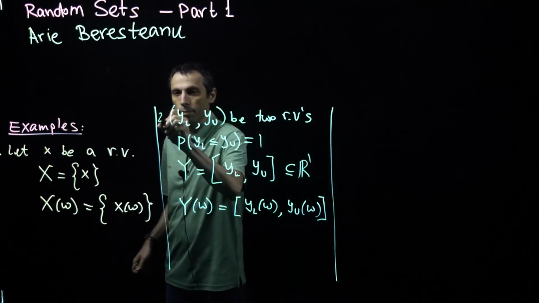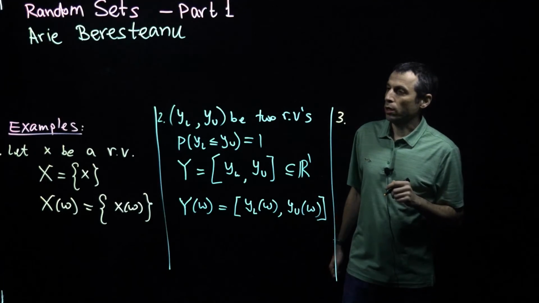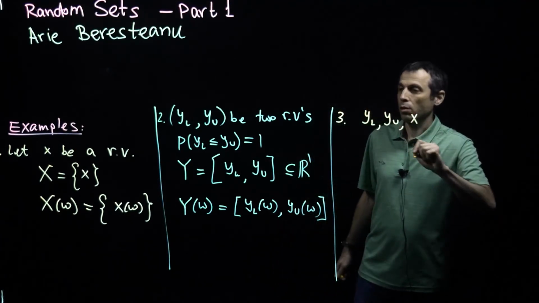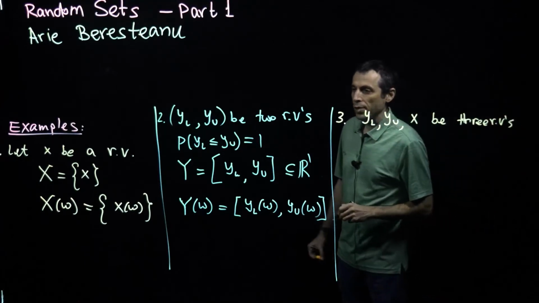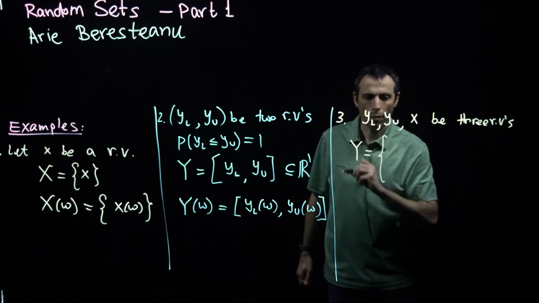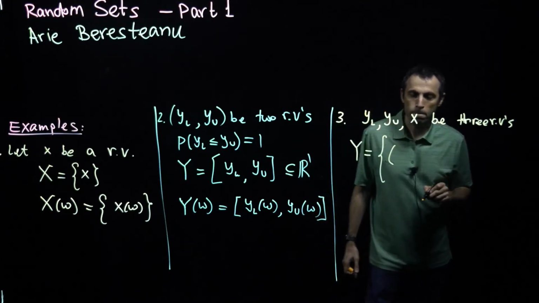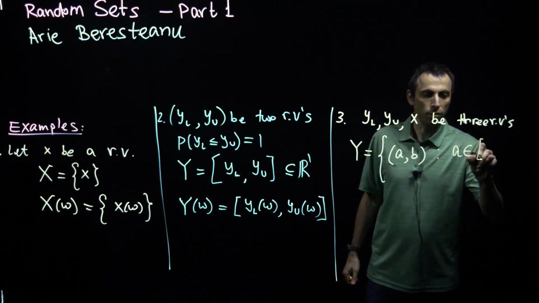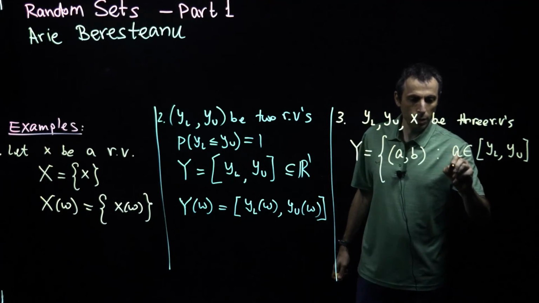Okay, so this is example 2. Another example will be the following. Now let's have, in addition to YL and YU, also X, small x, be 3 random variables, and define now Y to be the following set. It's going to be all the pairs of numbers, let's say A and B, such that A is in the interval [Y lower, Y upper], and B is equal to A times X.